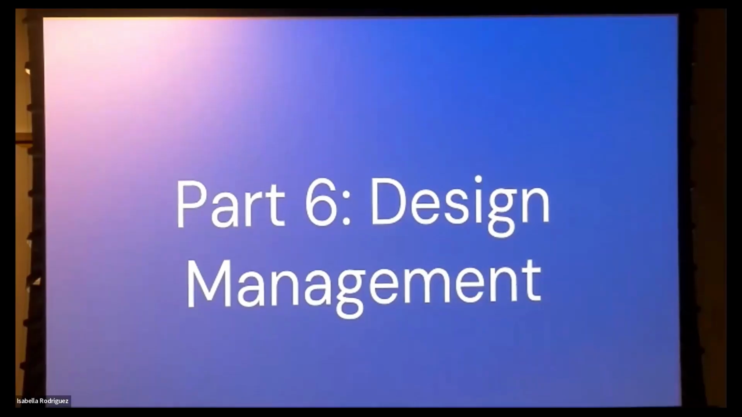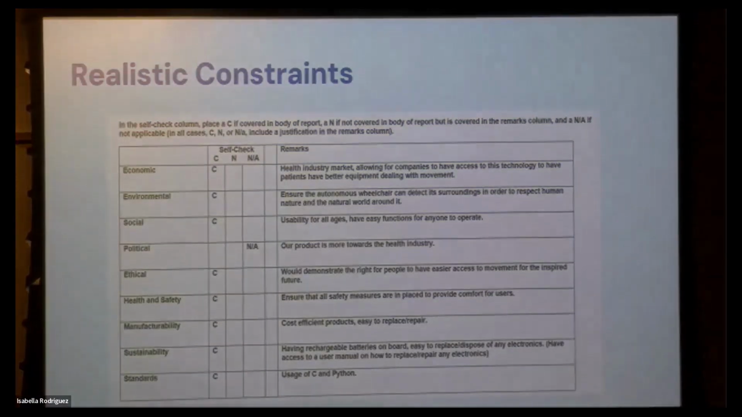For our last part, we have the design management on how we came about this project. Similar to the last group, last spring semester we had a separate class, which is systems engineering. This is where we actually created our group and decided who was going to work on what. For our realistic constraints, we have all of them here, but the notable two that we wanted to cover were health and safety and sustainability. Health and safety being that all safety measures are taken, keeping in mind that an actual person is going to be sitting in this.